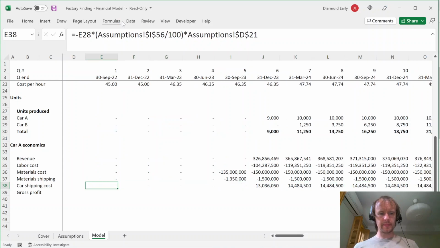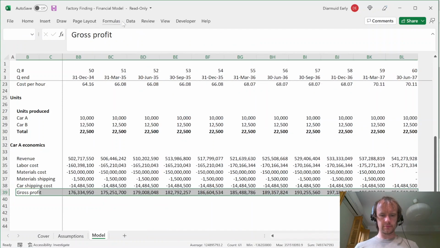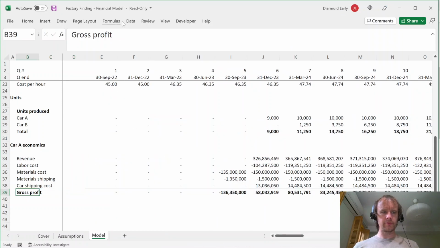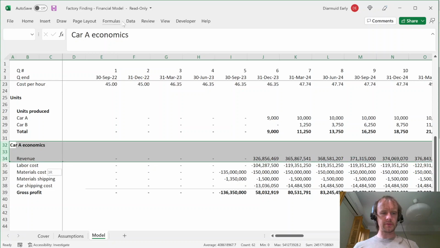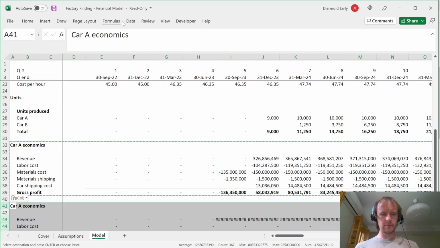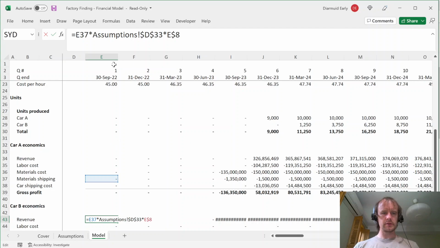So that's that, and then I get down to a gross profit for car A, which is that. And I'll just put a quick format there. And then car B economics, basically the same. I'll have to fix all the references here now, but that's fine. So let's just start off like this.